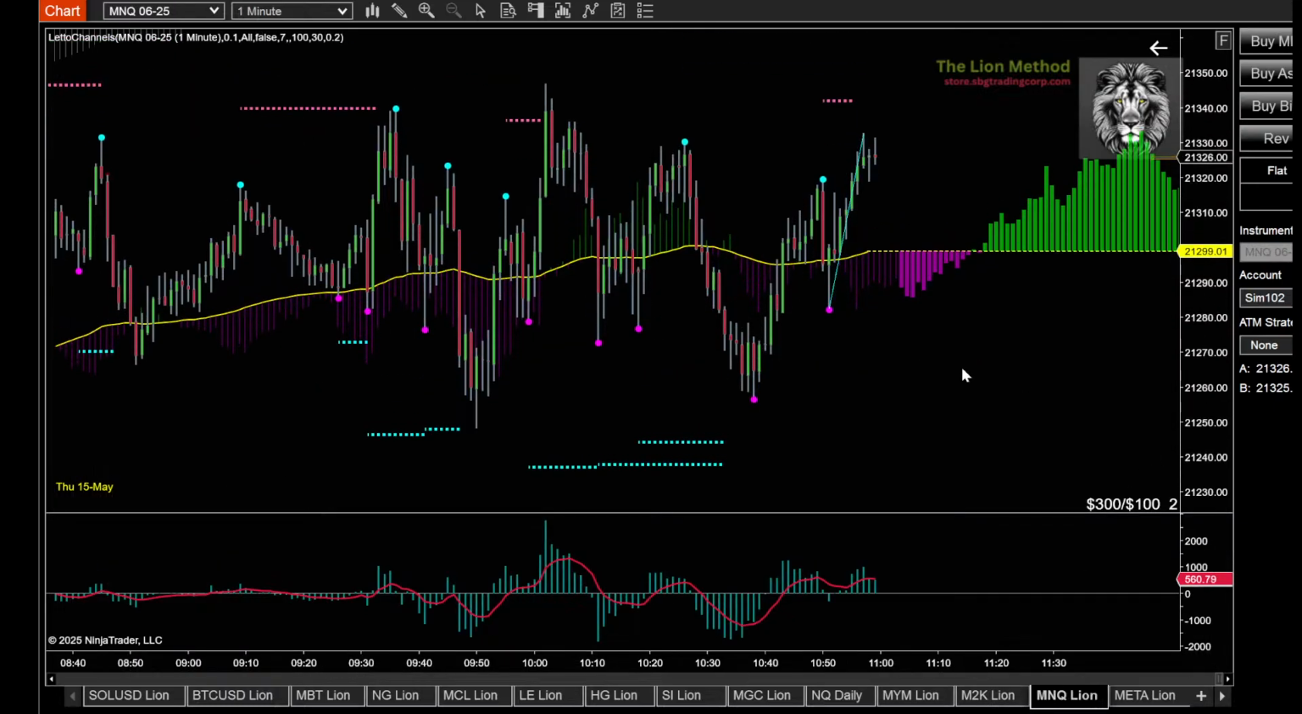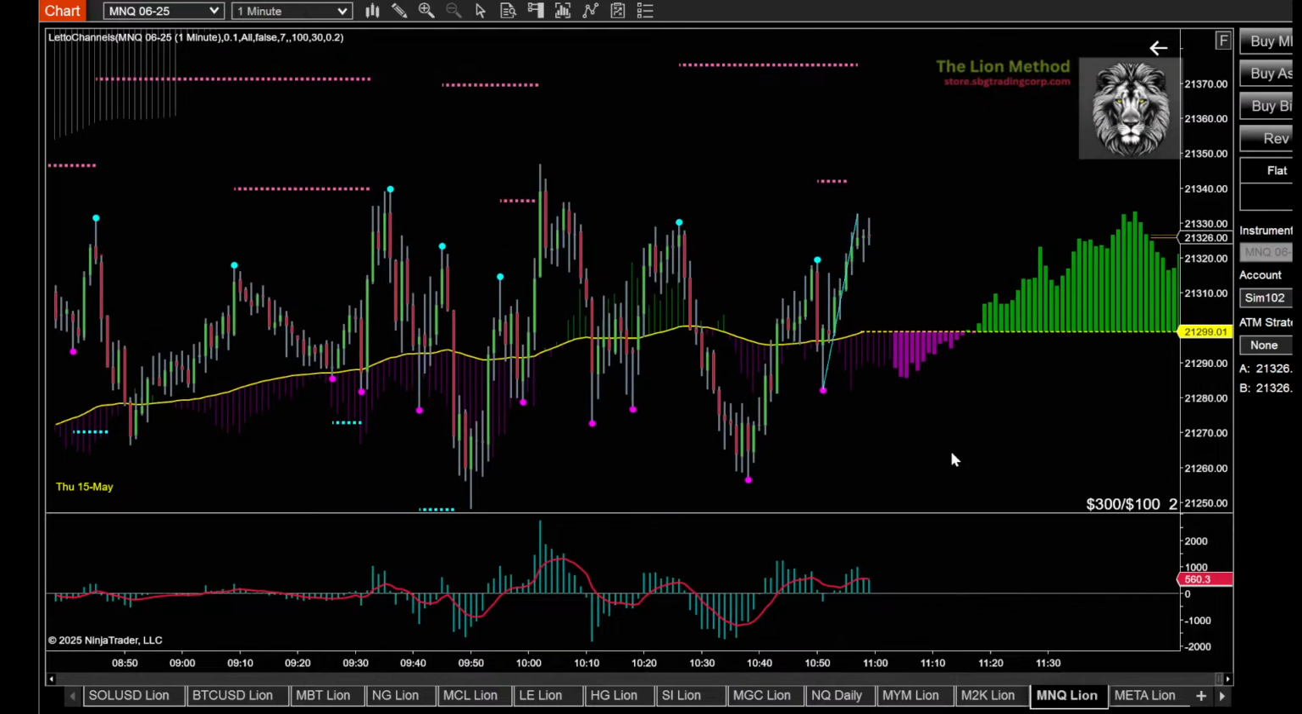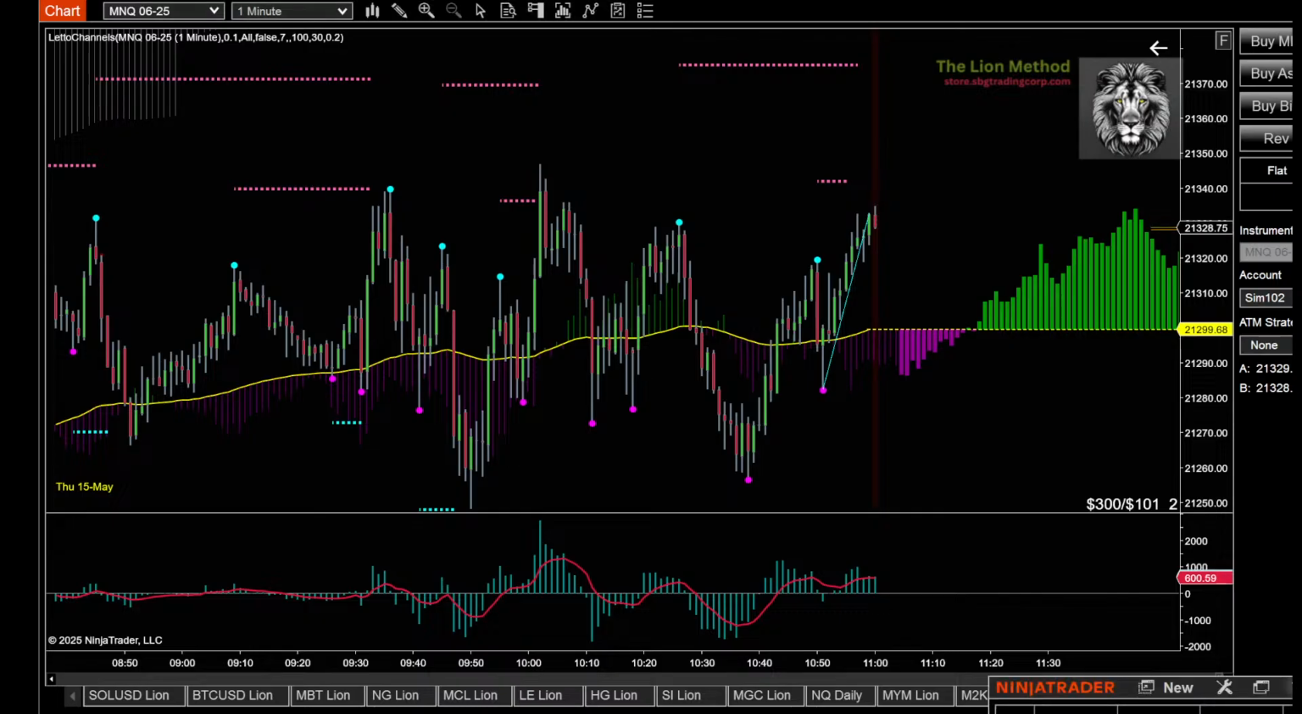Micro NASDAQ. Buying, it's positive. Red line is above the midline. Oh, I don't think I turned on my data. Let me see if I can connect to Schwab data and we'll see how the equities are before we go today.